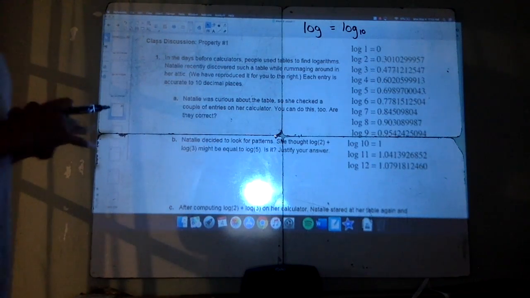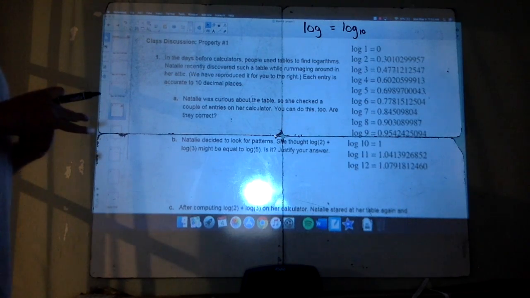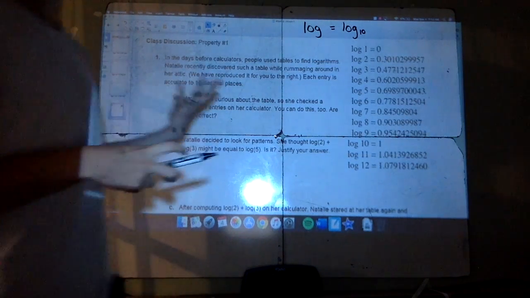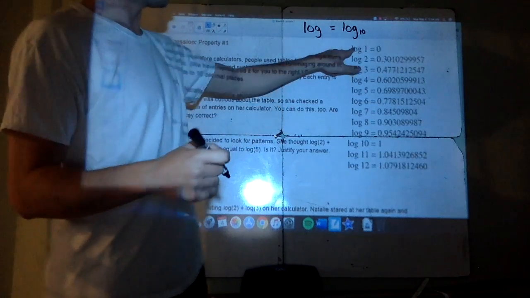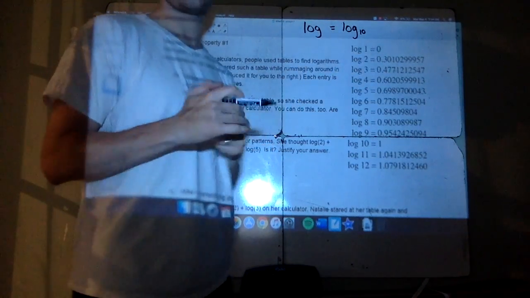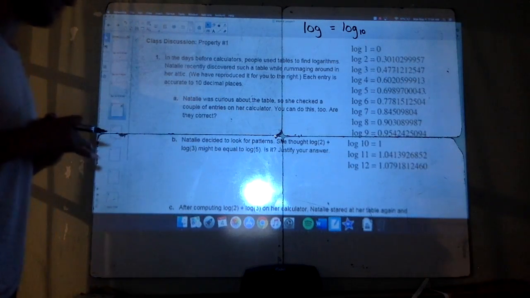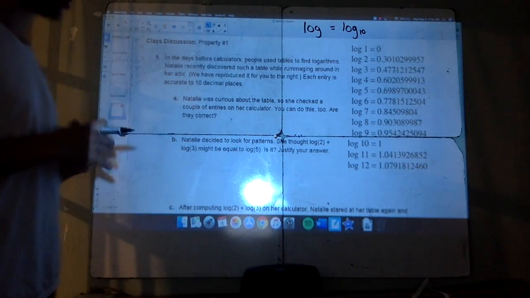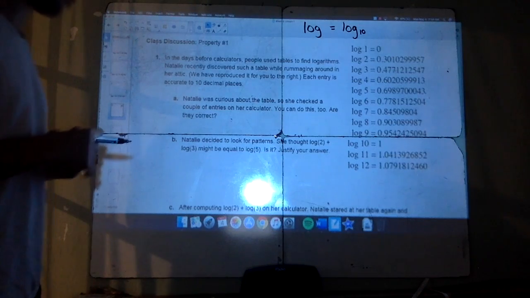Natalie was curious about the table, so she checked a couple of entries. You can do this too. All you do in your calculator, just to get used to this, is do log of 1, see if you get 0. Log of 2, you should get 0.301. So just maybe take a second to check that, make sure you can use your calculator for that.